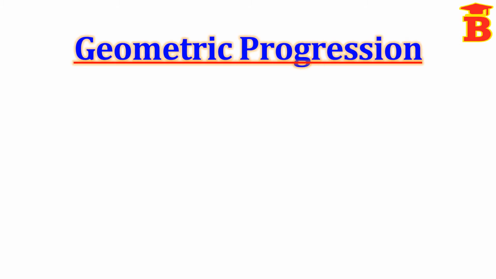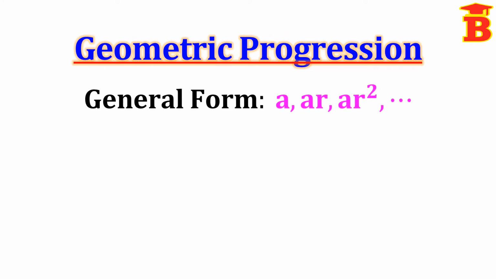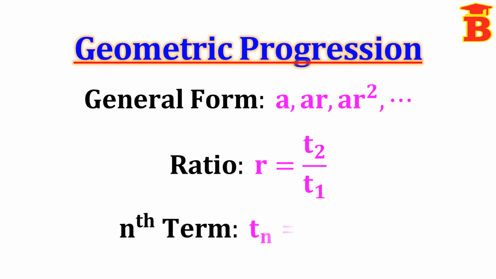Geometric progression. The general form of geometric progression is a, ar, ar square, etc., where a is the first term and r is the ratio. This ratio r is equal to t2 divided by t1, that is, second term divided by first term. The nth term of a GP is Tn equal to ar power n minus 1.